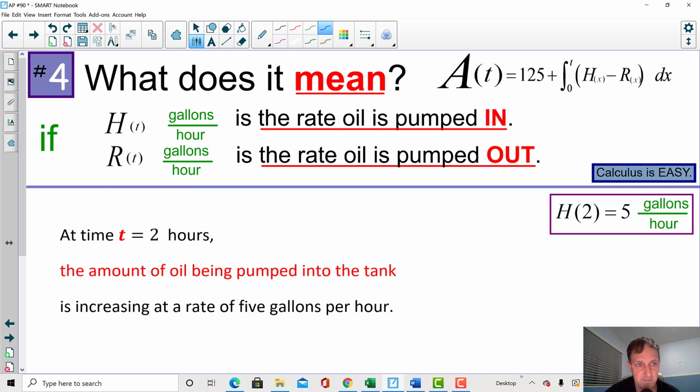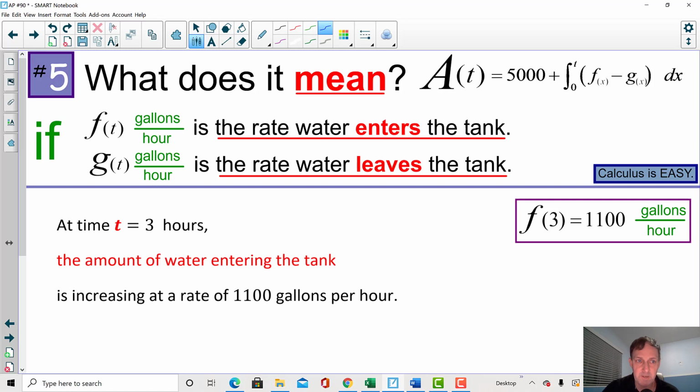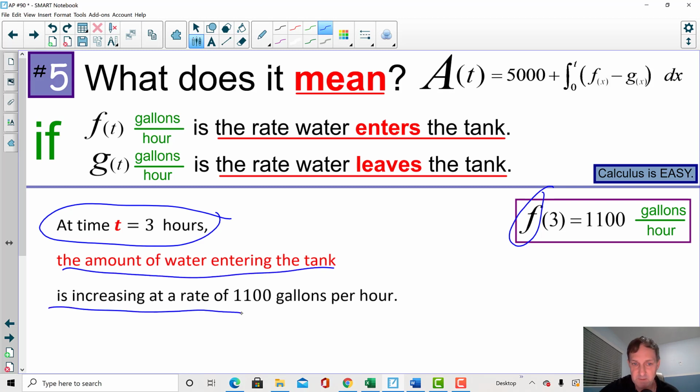All right, let's take a look at number 5. This one is a similar example. Instead of water being pumped in, they just use the word entering, and they use the word leaves instead of being pumped in and pumped out. But it's almost the same thing. Again, F is just the rate that water enters. So it's almost the exact same question we just did. It's just a different story. So we're going to do the exact same thing. At this moment in time, when t is equal to 3 hours, the amount of water entering the tank is increasing at this rate. And again, we spell it out, gallons per hour. We don't use the fraction. So number 5 was almost exactly the same as number 4, just a little bit different story.